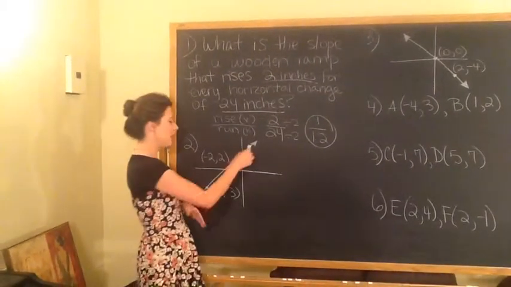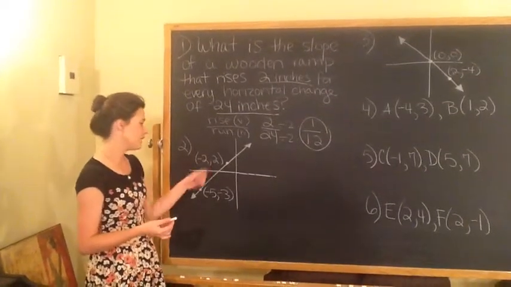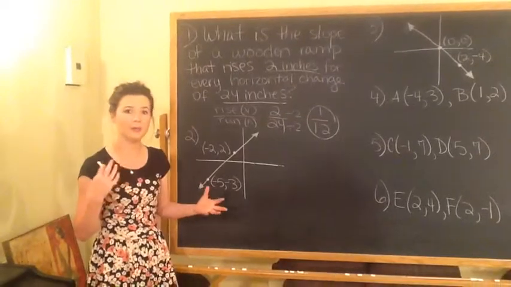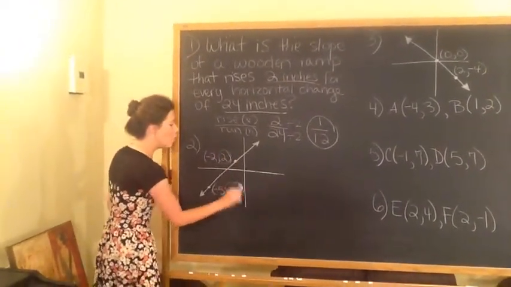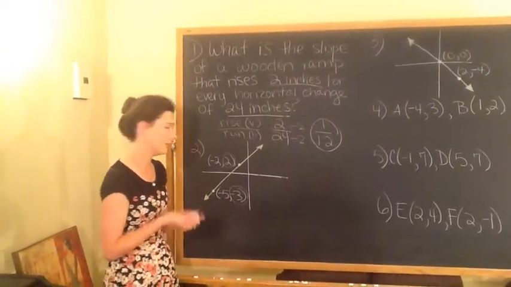Now in this case, we have a graph. So the line is already graphed for us, and it's labeled 2 points. So we need to go ahead, use those 2 points, and find the change in y over the change in x. So first of all, we look at our y values first. So even though they're second in the ordered pair, we're going to look at those first.